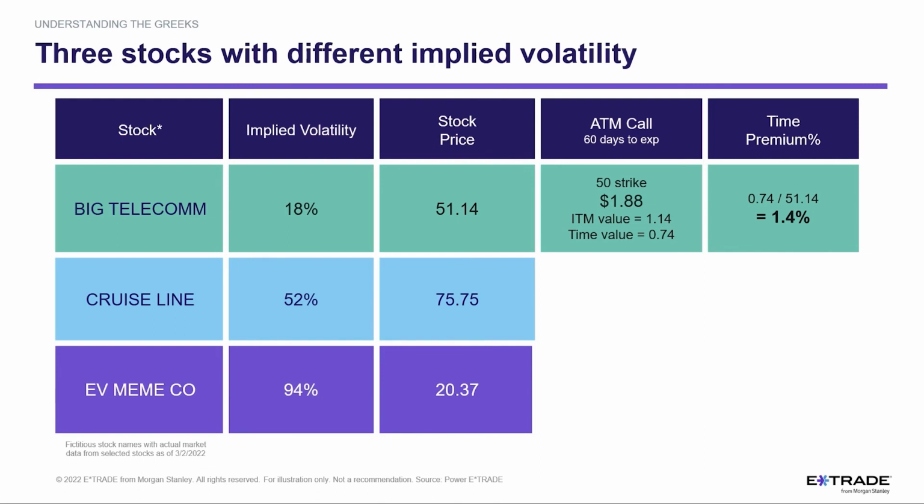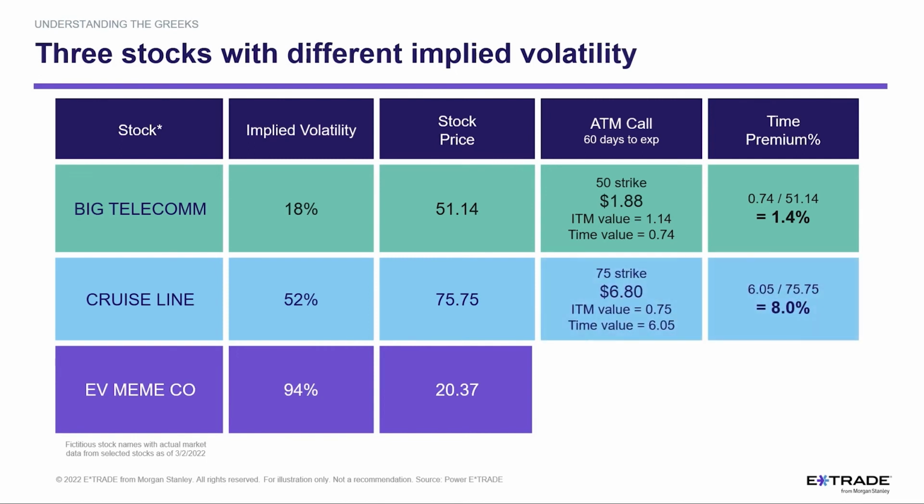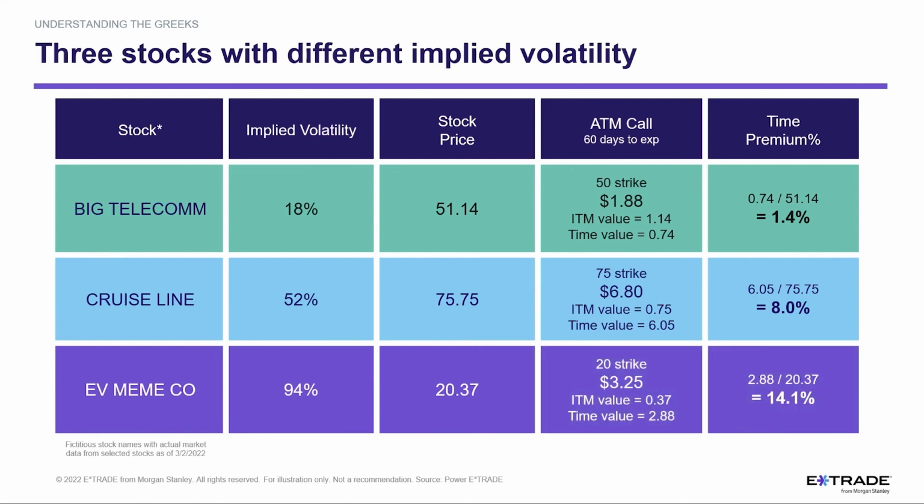So the value of options for this stock is relatively small as a percentage of the value of the stock. What about Cruise Line? $75 stock, so I had a $75 strike I could use. That option was $6.80. I subtract the in-the-money value of 75 cents, and I get $6.05 of time value. That's 8% of the $75 stock price. And then for EV Meme Co., we have a $20 stock. The $20 strike is $3.25. That's in the money by 37 cents. Therefore, there's $2.88 of time value, or 14%.